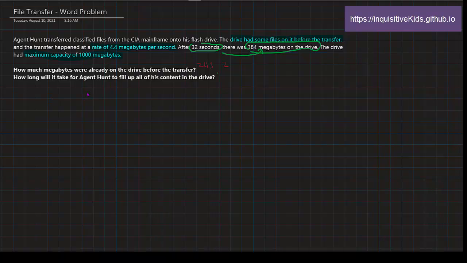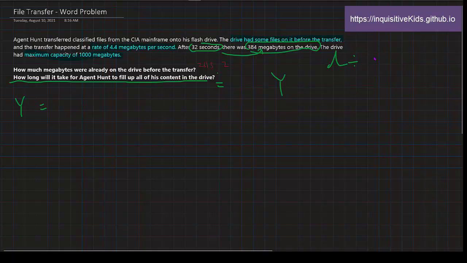So let's first set a variable for this. The answer to this question, how long it will take for Agent Hunt to fill up all his content in the drive, is equal to the variable y. Okay, let's make that y. So y is equal to, well, how do we write this equation? We're finding out how long. So first, we need to know what is the total distance. Then we divide it by the rate, then we'll get the time. Remember the equation, distance divided by velocity, or you could say speed, is equal to time.